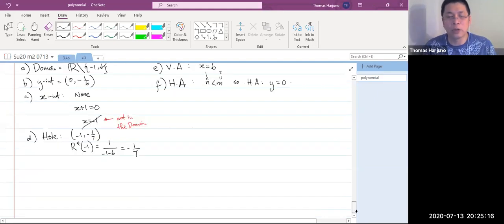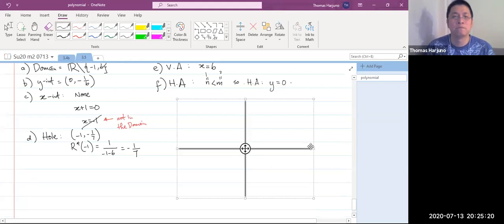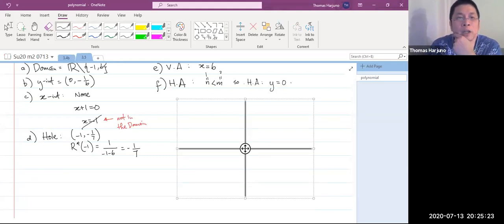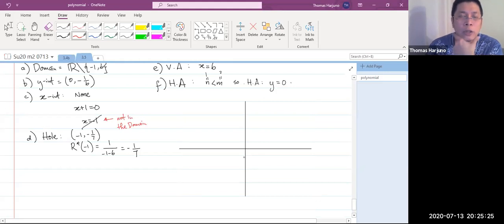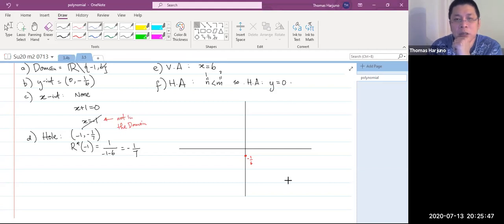So let's put things together as much as we can. The y-intercept is (0, -1/6). I will draw it, but not drawn to scale. No x-intercept. The hole is at -1. Let me graph the rest first. So the vertical asymptote is x equals 6. Let's say it's here. This is x equals 6.